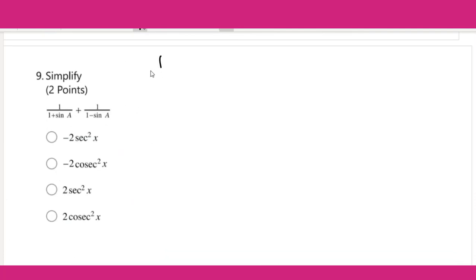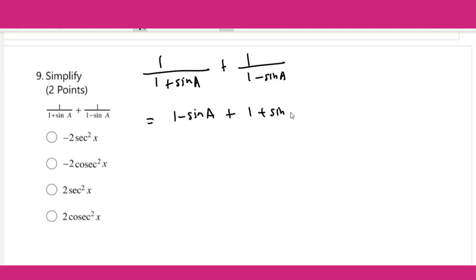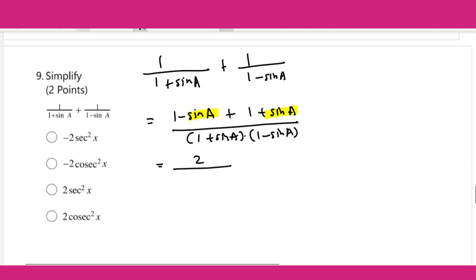Number 9, 1 over 1 plus sine A plus 1 over 1 minus sine A. Simplify. Creating a common denominator: 1 minus sine A plus 1 plus sine A over 1 plus sine A times 1 minus sine A. The sine A terms cancel, so the numerator is 2. For the denominator, I use the concept 1 plus a times 1 minus a is equal to 1 minus a squared, so it is 1 minus sine A squared.